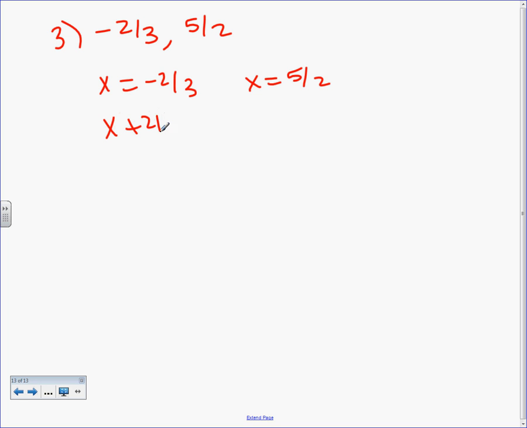Number 3. They said -2/3 and 5/2. So again, I know it's x equals that, and I know it's x equals that. Okay? So now what do I want them equal to? 0. So x plus 2/3 equals 0, and x minus 5/2 equals 0. They're pulled apart, so what do I want to do? Shove them together. x plus 2/3 and x minus 5/2.